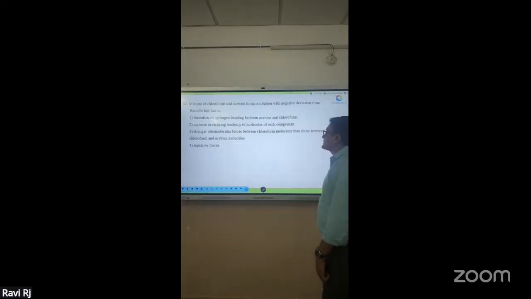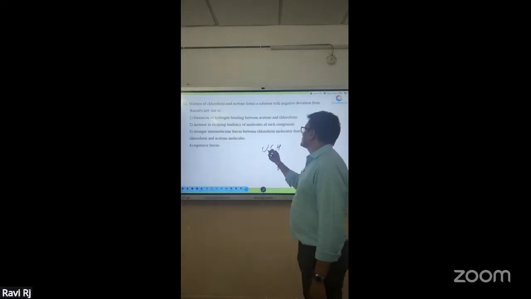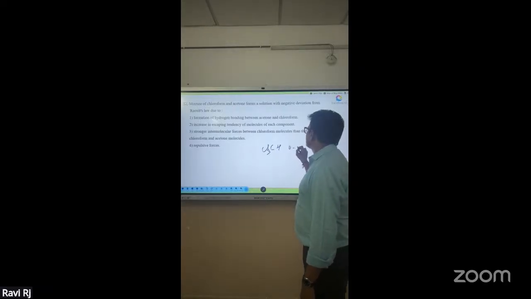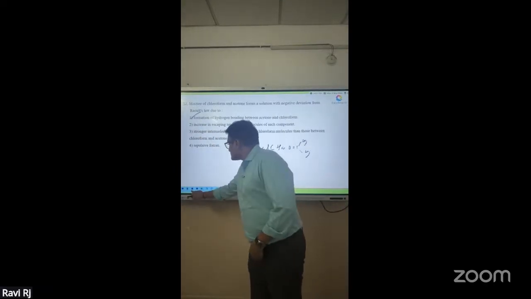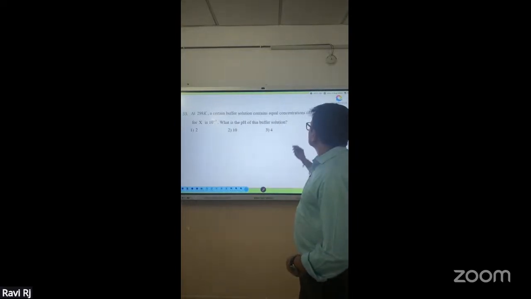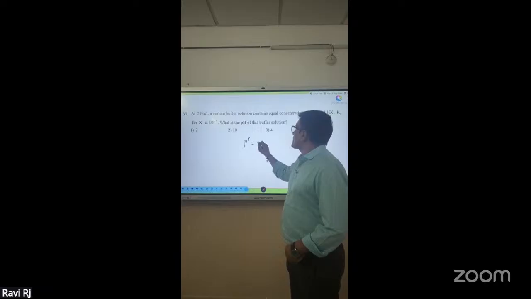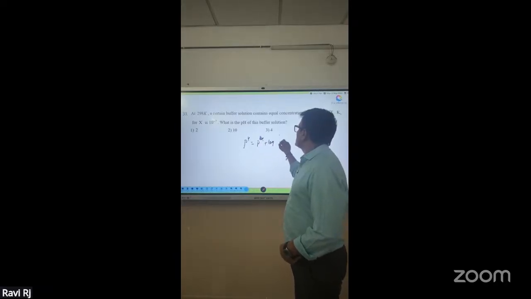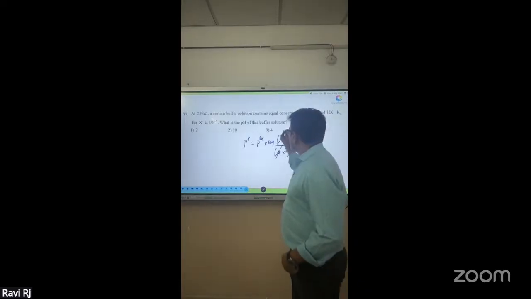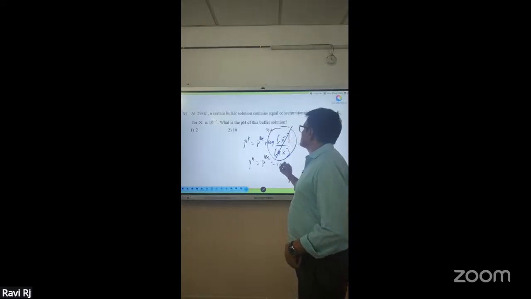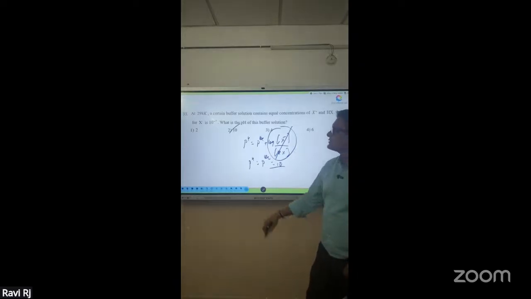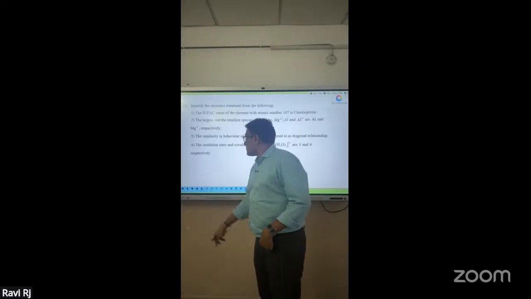Next, a mixture of chloroform and acetone forms a solution with negative deviation for the reason that they form hydrogen bonding. All right. Next, the buffer solution contains, buffer equation, right? pH equals pKa plus log concentration of salt by weak acid. You can see that these concentrations are equal. So you'll get log 1 equal to 0. So pH would be pKa. So pKa is 10. So the right answer is 10, because you are given the value of the Ka. Next.